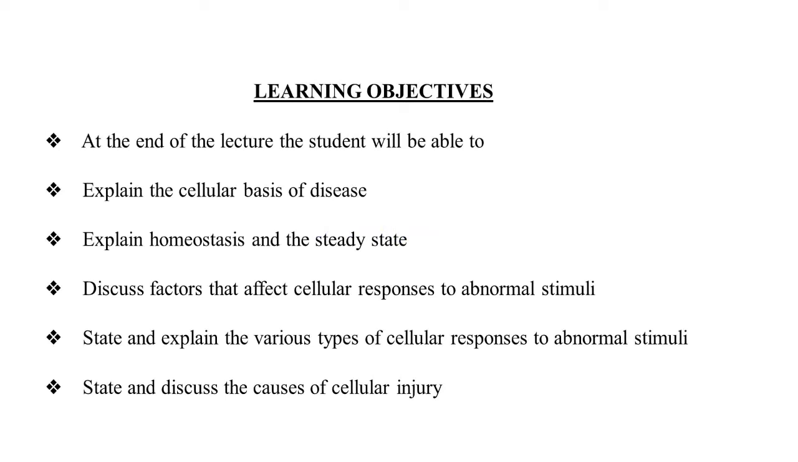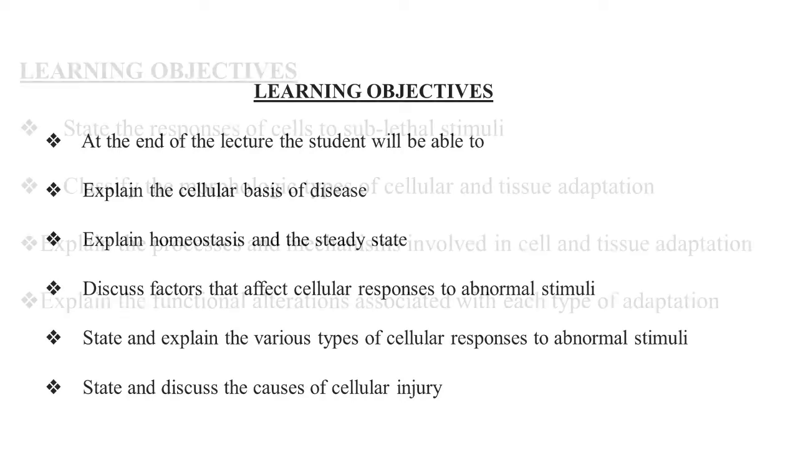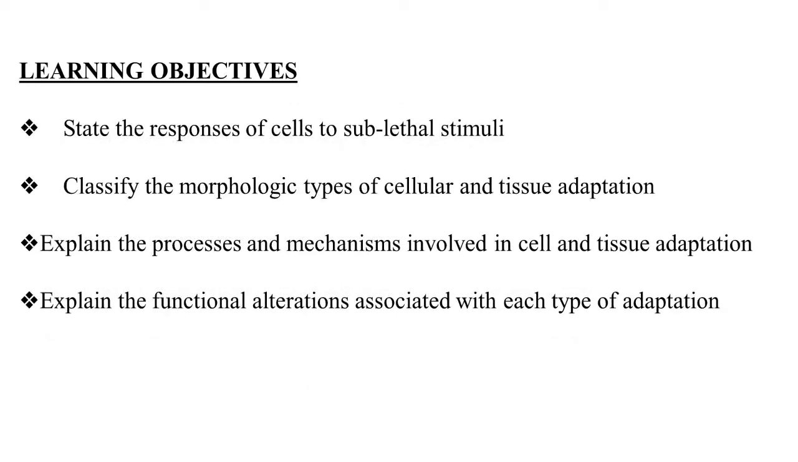Our learning objectives for cell injury. At the end of the lecture, a student should be able to explain the cellular basis of disease. That is, every disease is caused by a problem with a cell. And then explain homeostasis and the steady state, which we will talk about. Discuss factors that affect cellular responses to abnormal stimuli. State and explain the various types of cellular responses to abnormal stimuli. State and discuss the causes of cellular injury. What causes an injury to a cell?